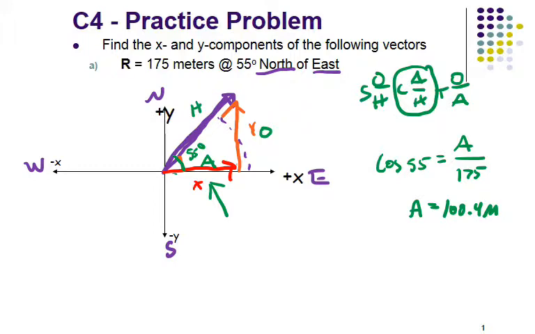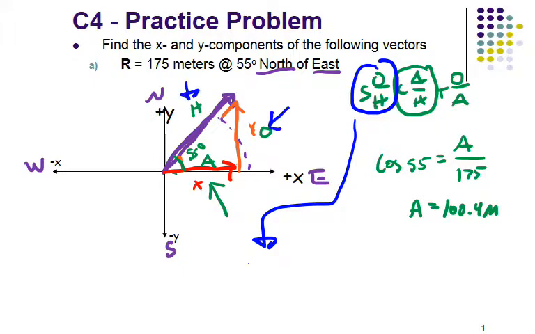And then to find the opposite side, we can use sine, because we know we're looking for the opposite side and we know the hypotenuse. So the sine of 55 equals the opposite over the hypotenuse, which is 175. We cross multiply: the opposite side is sine of 55 times 175, which is 143.4 meters, and so that is how much in the y. If we add those two vectors together, we go to the east by 100.4, and then we go north by 143.4. That would be the same displacement as the overall vector.